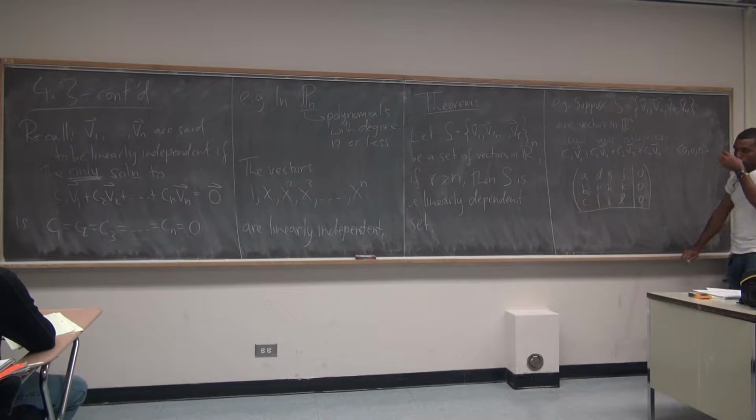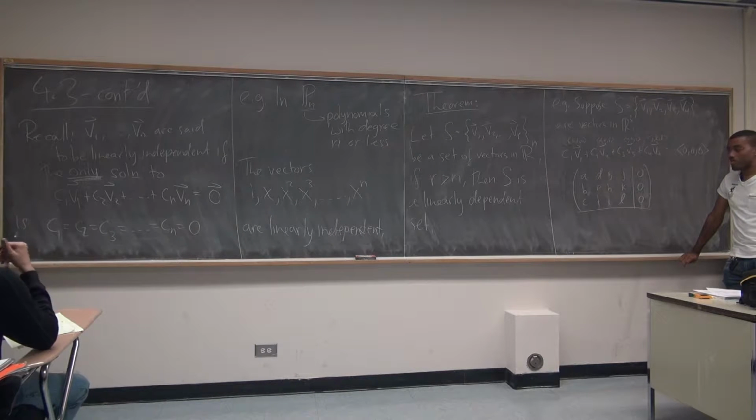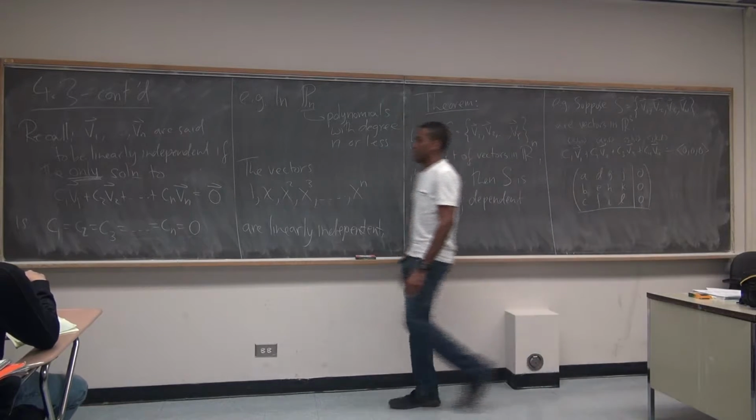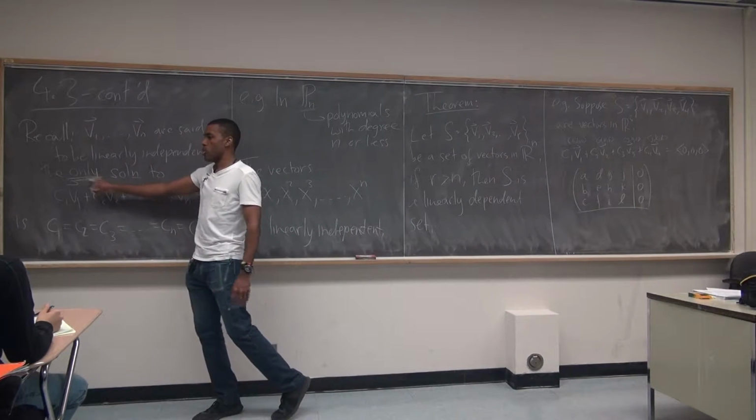Now, why is this a problem? It's too many variables. There are more columns, so one of the variables is going to be a parameter. Now, remember, what we want to disprove here is that the trivial solution is the only solution.